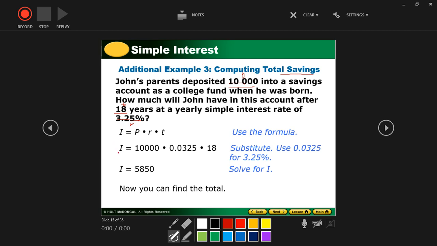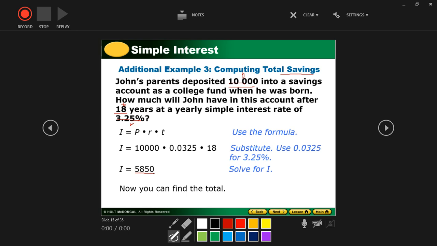I, that's unknown, we'll just copy the formula. P, principal amount, that's 10,000 pesos. Rate of interest, that's 0.0325, no? 3.25% converted to decimals, so 3.25 divided by 100, that's 0.0325, times our T or number of years, that is 18. Multiply them all together, you get 5,850. This is the interest, the earnings after 18 years.